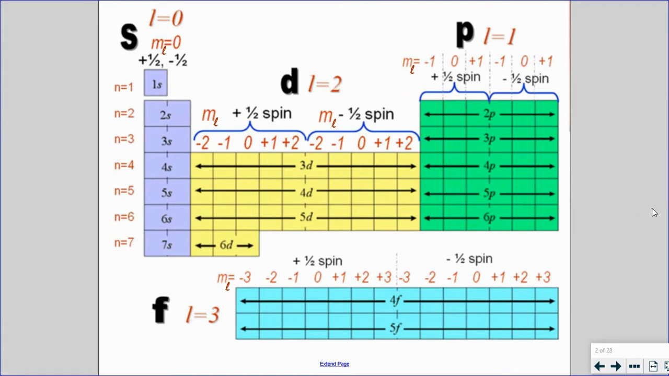By now, you probably have noticed that this diagram is very useful. It shows us the patterns that exist in the periodic table. You've also probably noticed that the periodic table has this distinct shape based on where the s, p, d, and f orbitals are located.